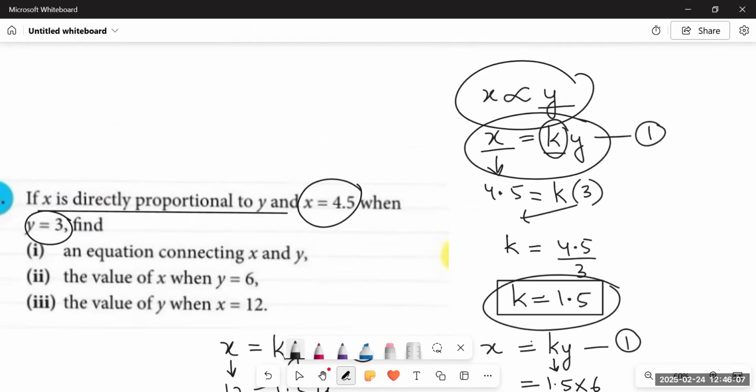And then after that, substituting the values of X and Y, we will find the value of k in the first place. After finding the value of k, since the constant would remain the same every time, k would always be 1.5 in this question. So using the value of constant k, 1.5, we can find the value of X for any value of Y. Similarly, we can find the value of Y for any value of X using the same equation.